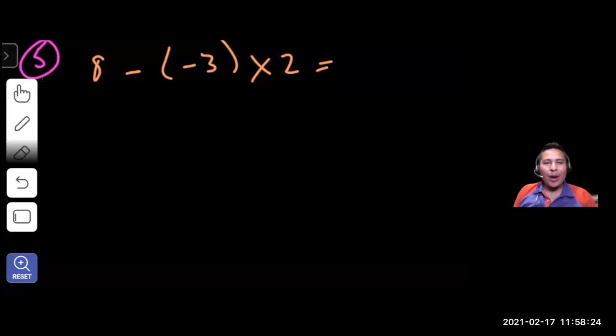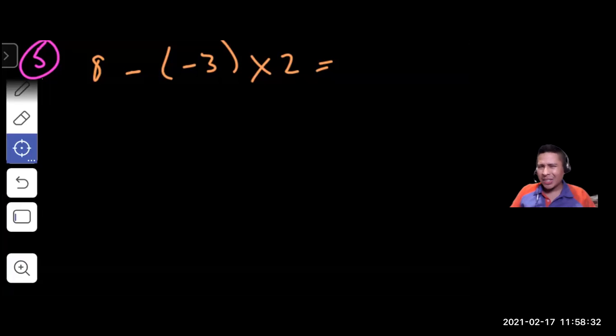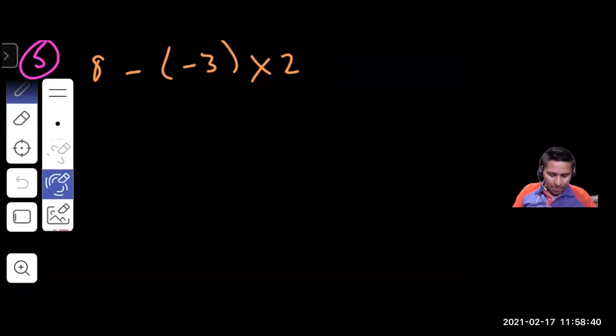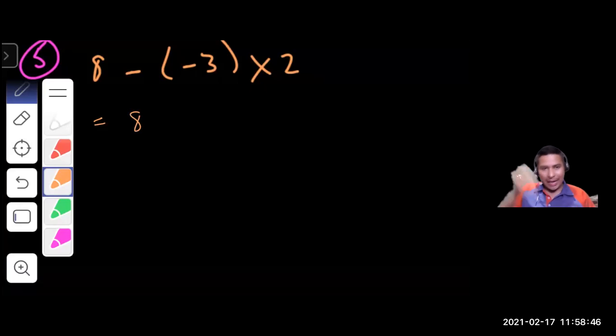Okay, we have another one. 8 minus parenthesis negative 3 times 2. Again, guys, just follow the order. What is first, the multiplication or the parenthesis? Of course, it's going to be the parenthesis. That's the first thing that I need to work with. I'm going to start off just recopying that. The 8, guys, I just get it down.